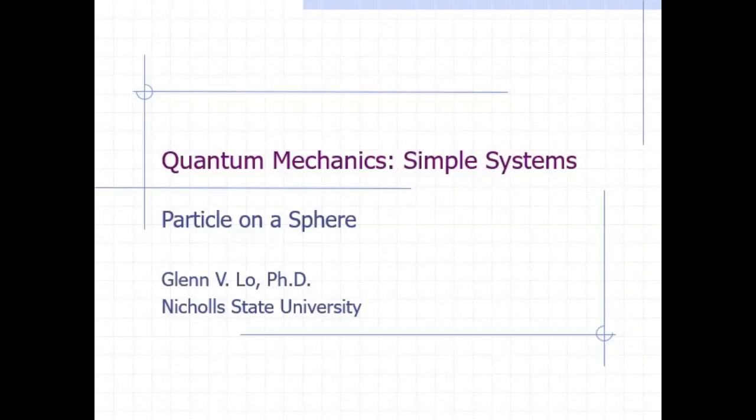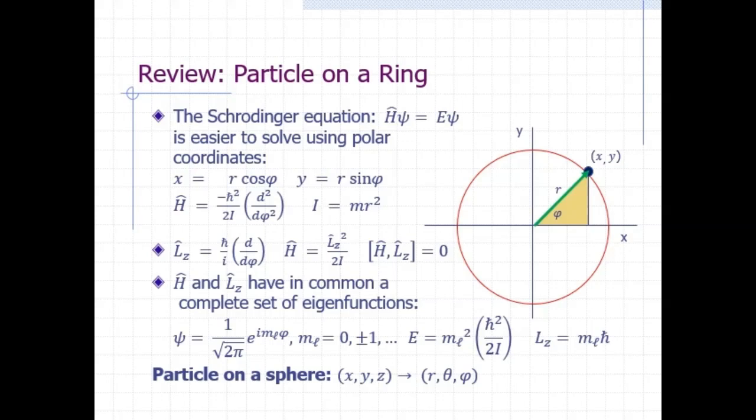In this lesson, we will look at the particle on a sphere. In a previous lesson, we examined the quantum mechanical description of a simple system known as the particle on a ring, where the particle is confined to move on a circle on the xy plane. Let's first review what we learned from that lesson.